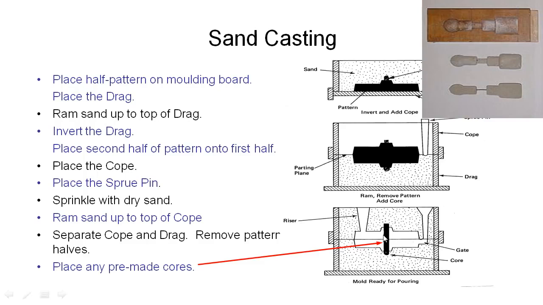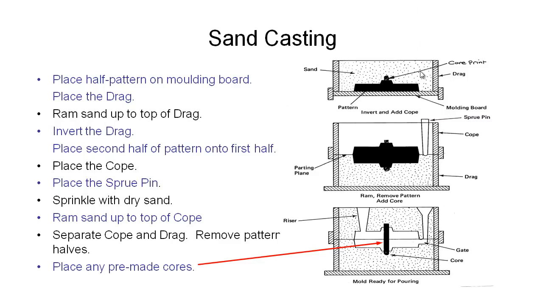It might float around, or the entry of the metal might push it out of the way. So we need to allow a small space for these cores to sit in, and this is the reason why we had this core print, as it's called, back up here. This is a little extra we've added onto our pattern to later make a cavity, so that we can put this core in there, and that'll be held rigidly in position during the casting process.